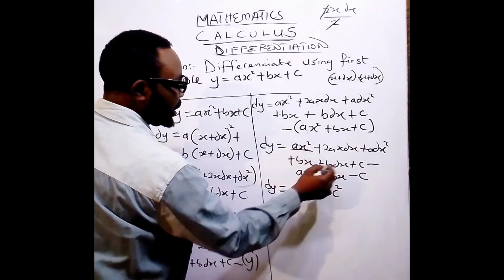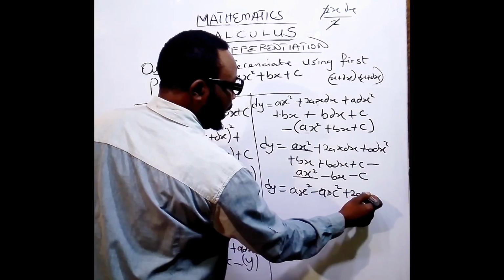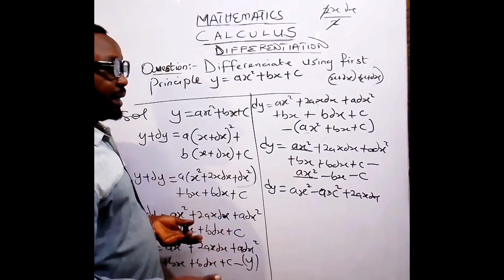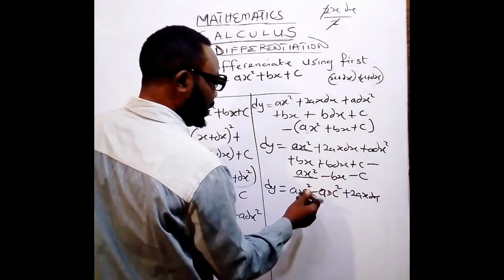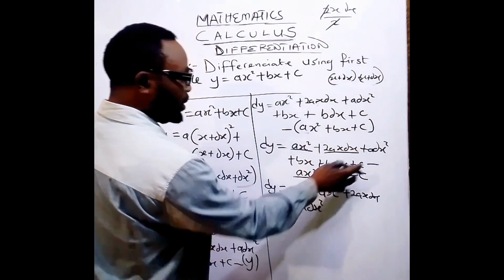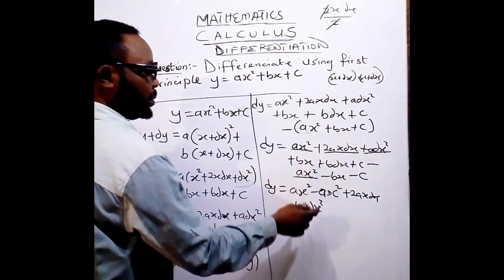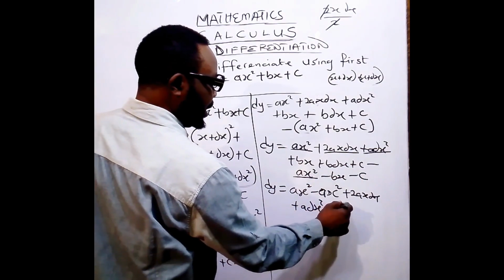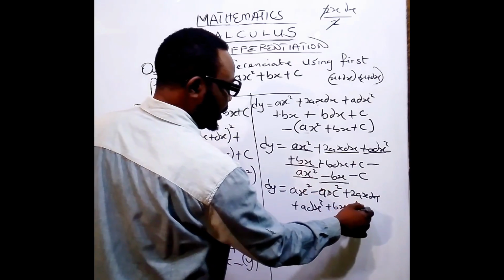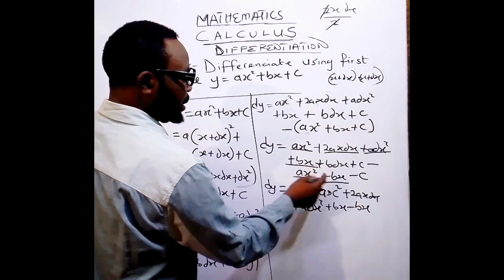I want to underline those ones that I have removed now. Then plus 2ax dx. There's no other value that looks like 2ax dx, so we leave that one like that. Then we have, let's remove that one, plus a dx squared. Do you have any other value that looks like that? No. So we have removed this one as well. Plus bx, we have to remove this. Then we have minus bx here. Yes, minus bx, those are like terms. Minus bx, minus bx. So what do you have left?